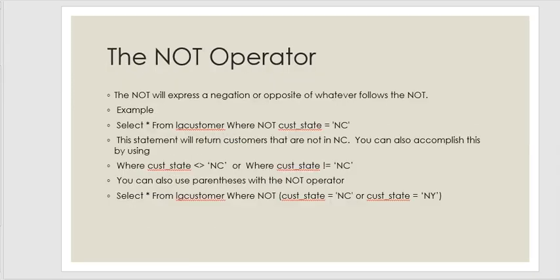The next is the NOT operator. This will express anything that's not in the condition. Therefore, if we're looking for customers that are not in NC, we're going to get every customer that is not in NC. Another way you can write this is with the two arrows, or you can put exclamation and equal. They both mean not equal to.